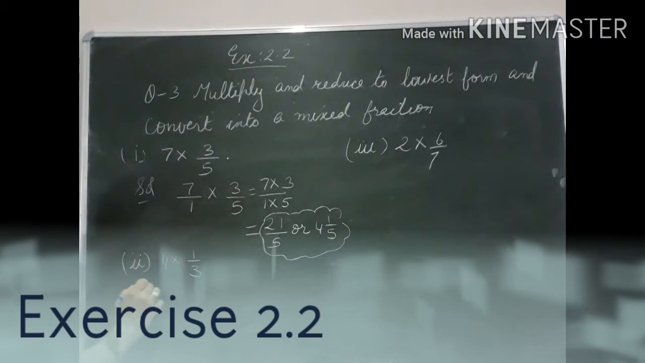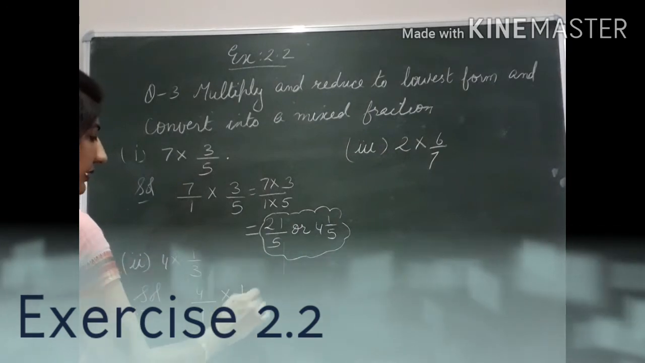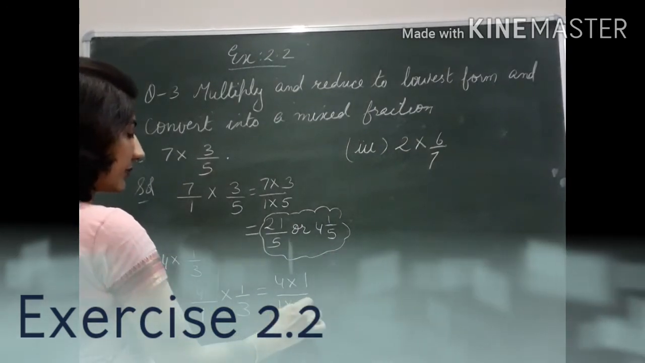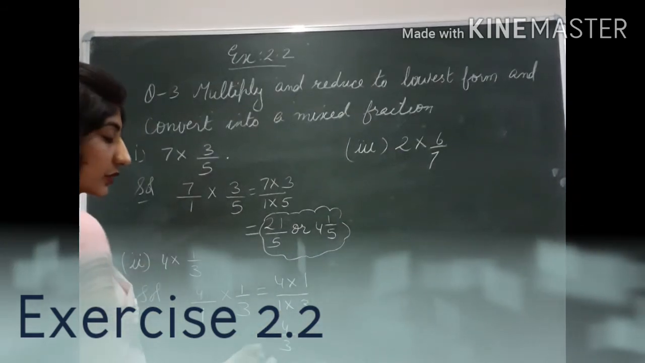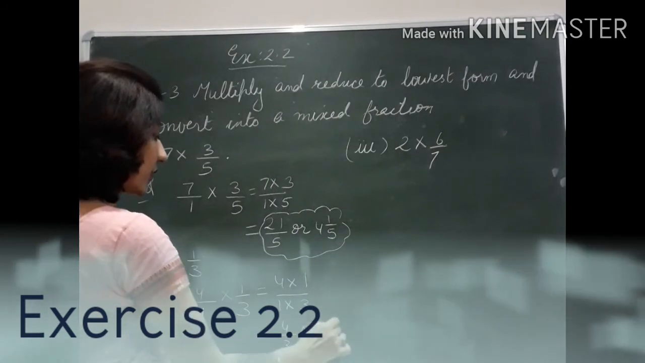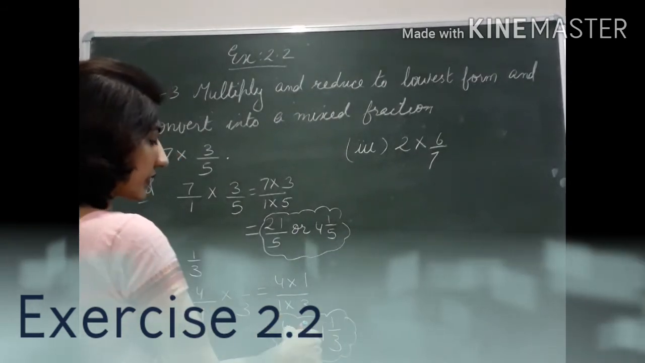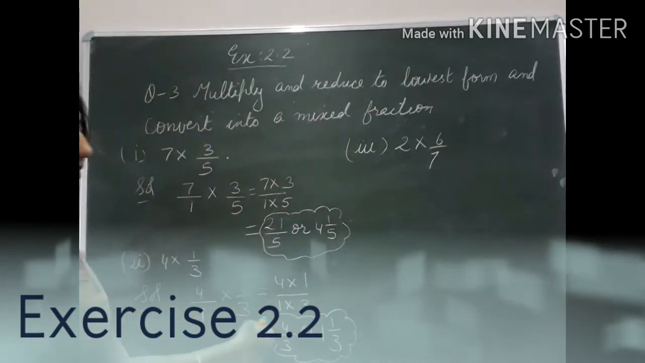Second part is 4 multiplied by 1 by 3. 4 you will write as 4 by 1 into 1 by 3. Numerator multiply by numerator, denominator multiply by denominator. So 4 by 3. Then you have to write in mixed fraction. You will write 1 1 by 3. Because it is specifically mentioned in the question, convert to mixed fraction. So we have to convert.